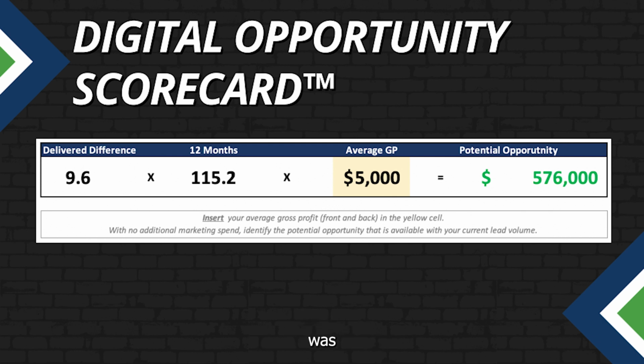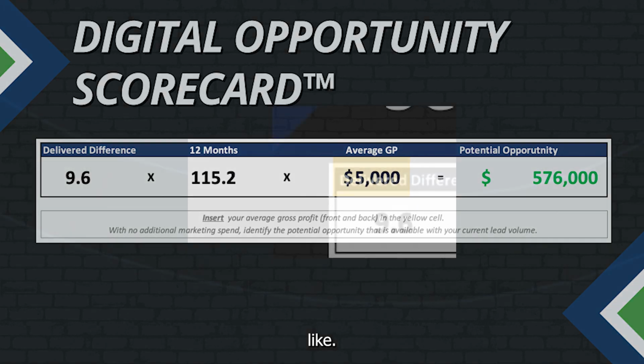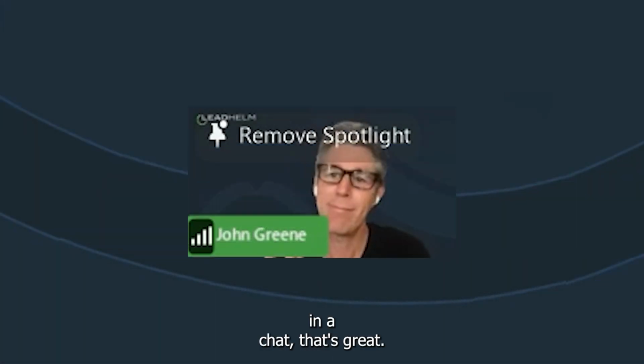We did this exercise a month or so ago. We had one of the dealers on there. It was $1.3 million on potential. What if you only got half of that, right? What if you only picked up 650 grand in GP? Goes a long way. So I don't know what your numbers look like. If anyone wants to put it in the chat, that's great.